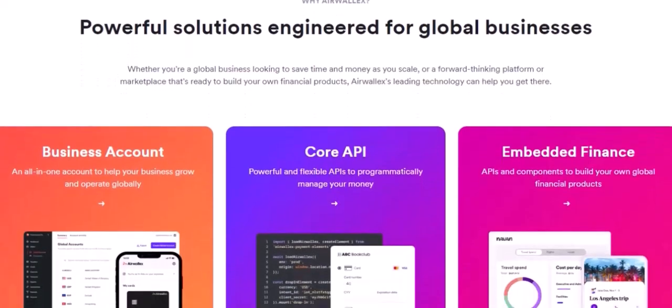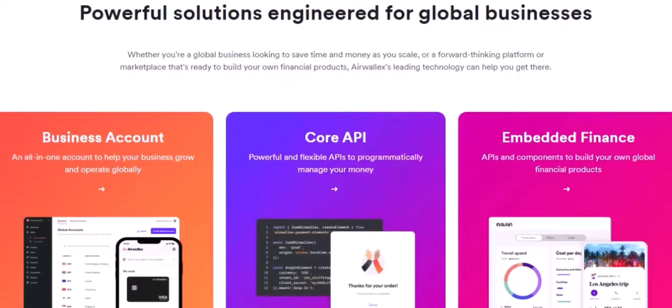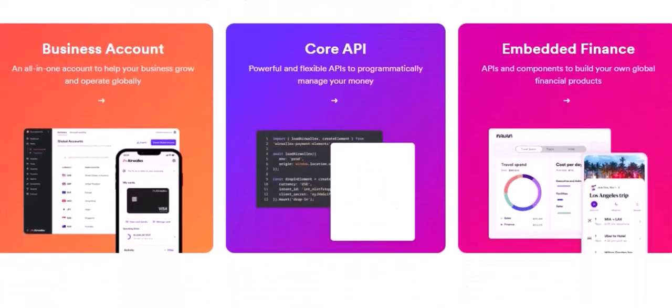For withdrawals, Airwallex doesn't charge for moving funds between your own accounts. However, sending money to external bank accounts outside your base country might attract a flat fee, usually around $10 for SWIFT transfers, depending on the destination bank. It's not a hidden fee, but one that can be overlooked when budgeting for global operations.